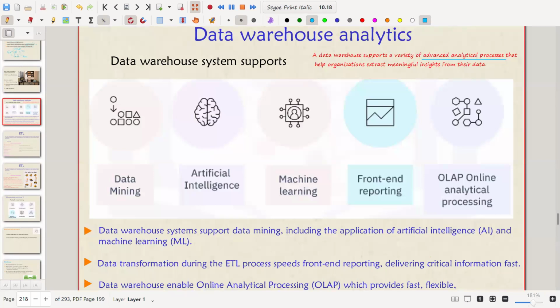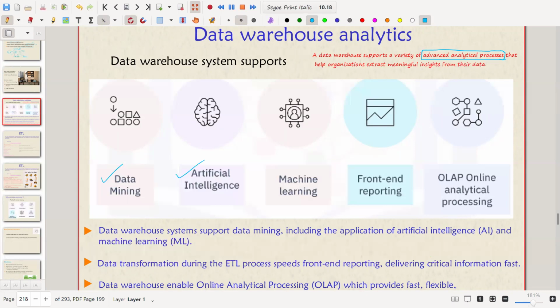So this is how it differs from just a data storage system. How is a data warehouse different from, what you call, a hard drive? Because it can do advanced analytical processes. That's how a data warehouse is different from any storage system, right? So you can see it can support data mining, AI tools, ML tools, and your front end reporting. Once the data comes, it might report that yes, data is missing some values. It can also support OLAP.